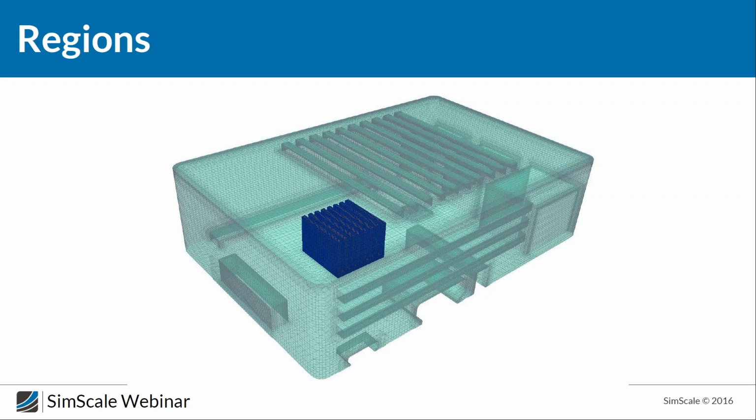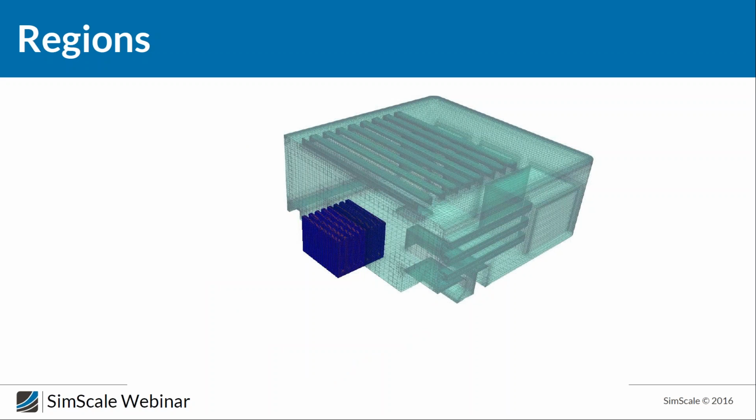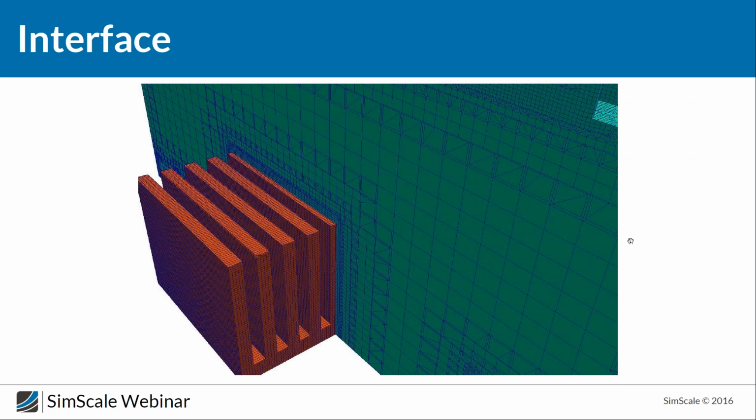So this is how the meaning of region is born. In this example, the heat sink, what appears to be blue in this slide, is a solid region, and the air that is surrounding the heat sink is the fluid region. Again, moving forward, I will cut the domain and move closer to actually be able to identify the interface.